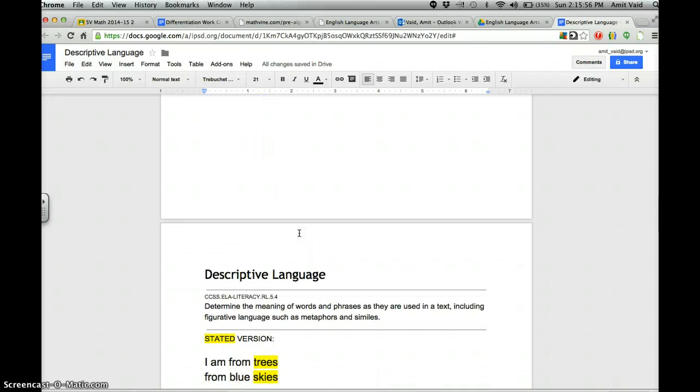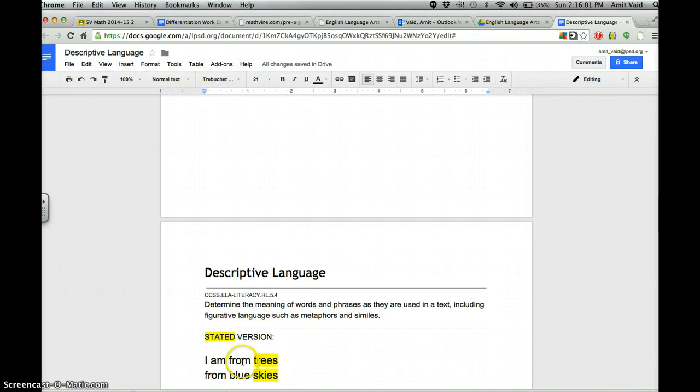So, I read one of your poems, and one of your poems begins like this. I am from trees, from blue skies. Okay, sure. I'm not exactly sure what that means, but it's what it is. This person is writing that he or she is from trees or from blue skies. The words trees and skies simply just state, I am from a tree, I am from a sky. I don't really get to picture anything in my head when I read this, and when I read I am from blue skies, I don't really picture anything in my head. I just see the words.